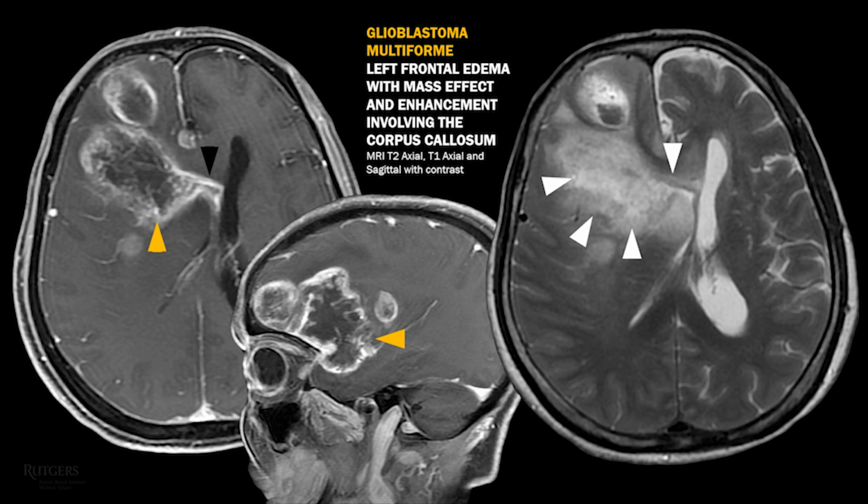Gliomas typically invade the substance of the brain and then create mass lesions. They have bulk. They push everything out of the way. As they get bigger, they outgrow their blood supply and develop areas of necrosis or hemorrhage inside.